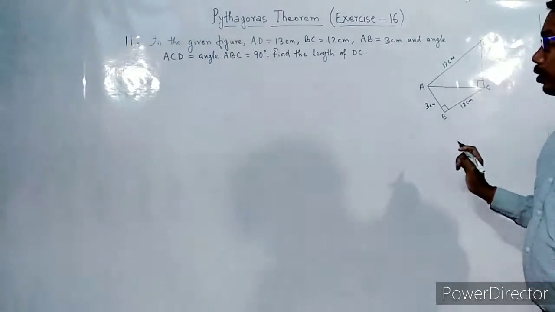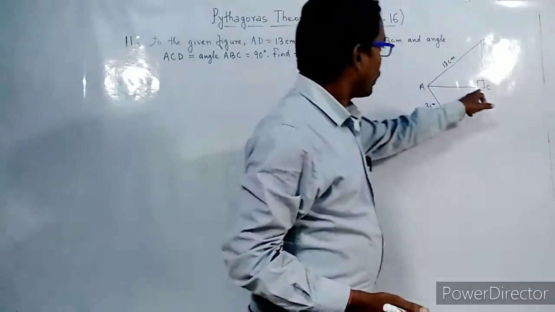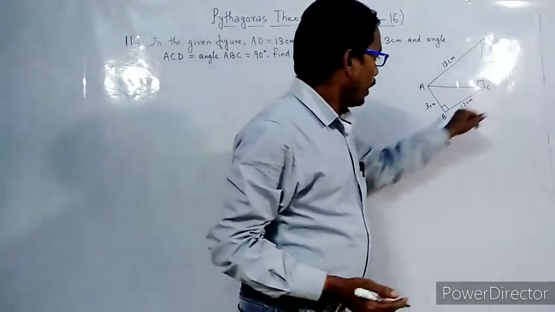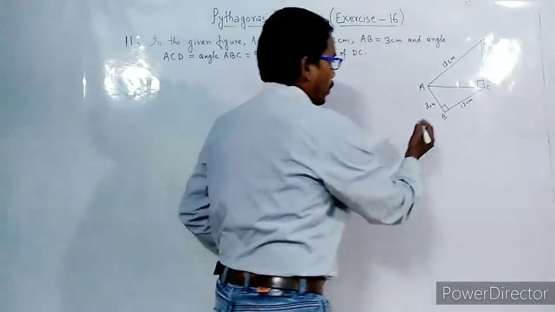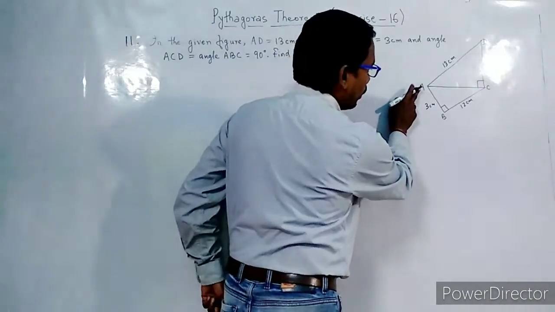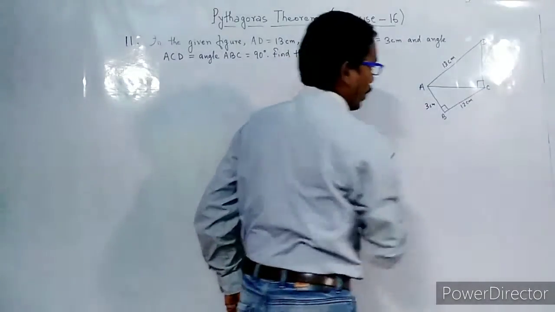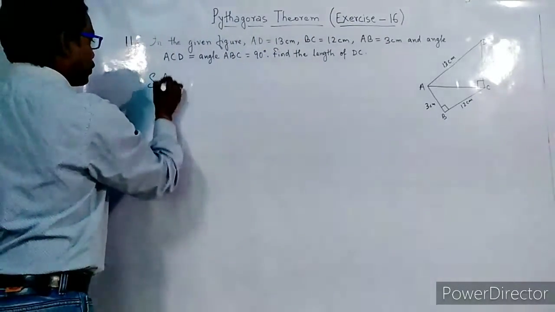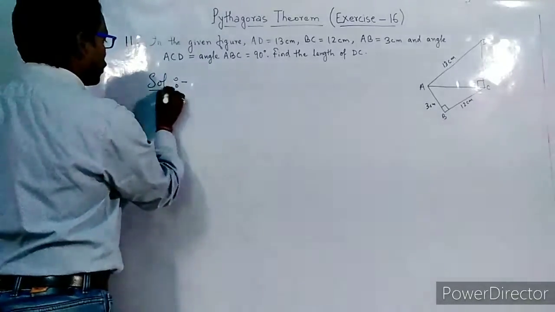So in this given figure, we can see that here two triangles ACD and ABC, and C and B are 90 degree. First of all, we will solve triangle ABC so that we can get this AC value.